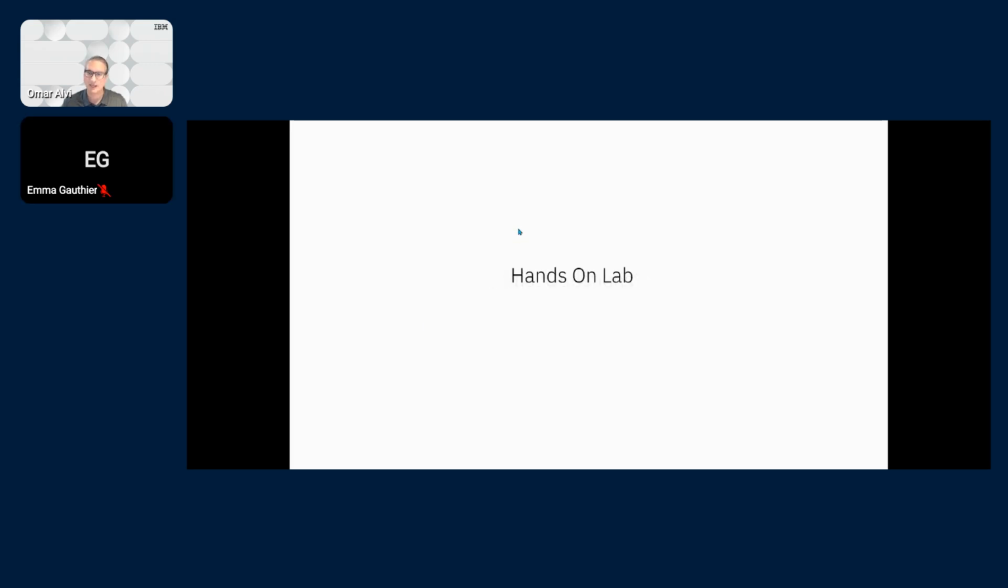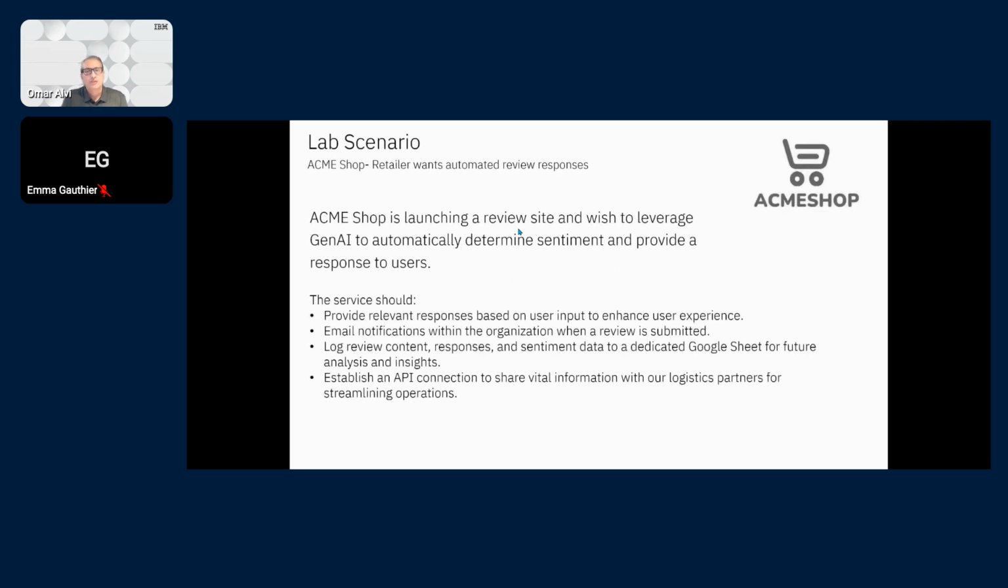All right, what are we going to do in the lab today? The lab scenario that we've built for you is around Alchemy Shop, an online retailer where users will be going in and reviewing their experience. You will be able to create a review through a simple website that we've set up specifically for this lab. And once the review is submitted, it will enable Gen AI to evaluate the response.